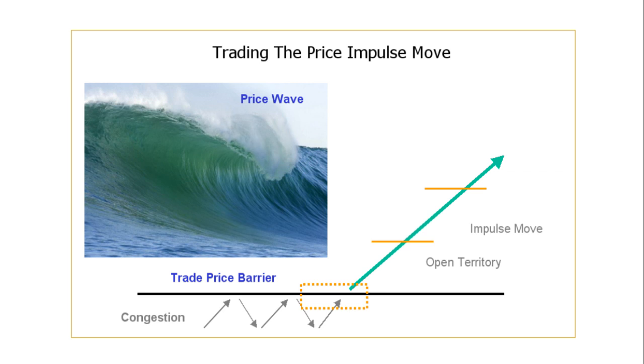So the concept is that the dynamic trigger range's job is to compute these congestion zones and give us the edges of that congestion. That's the dynamic trigger range. When we get a breakout of that congestion zone, we're expecting some form of increased energy and increased directional price movement. So again, the price impulse move.